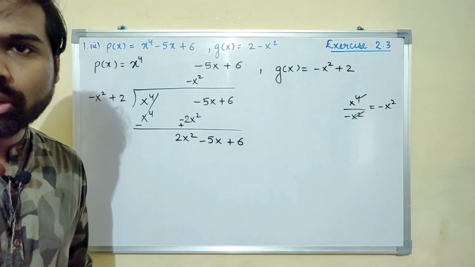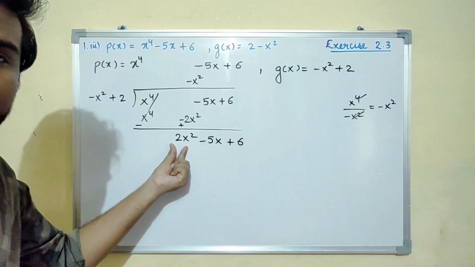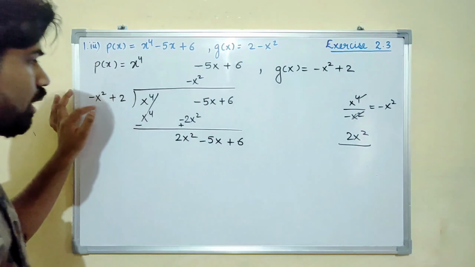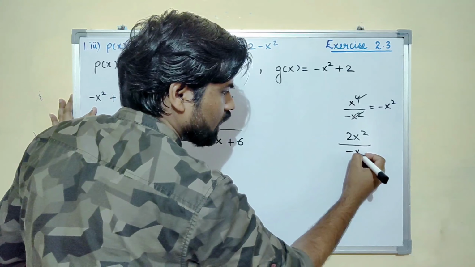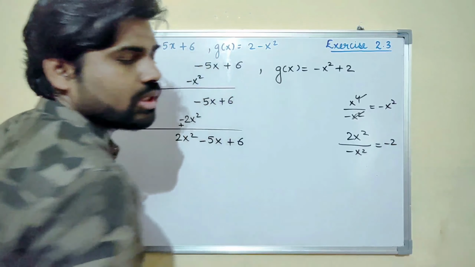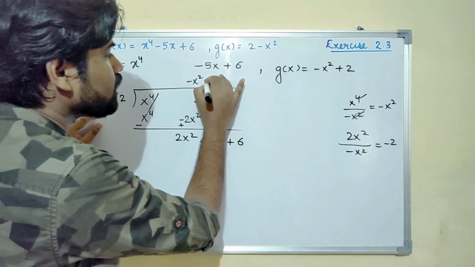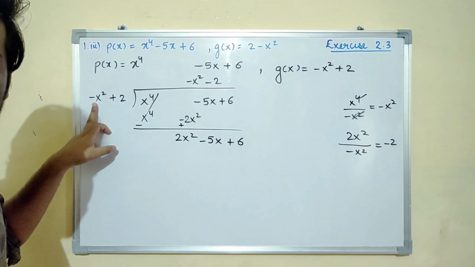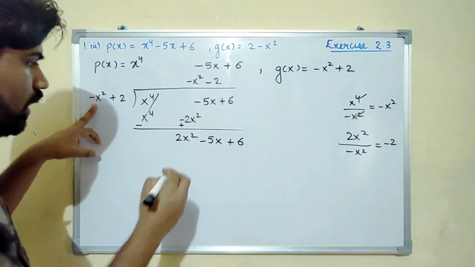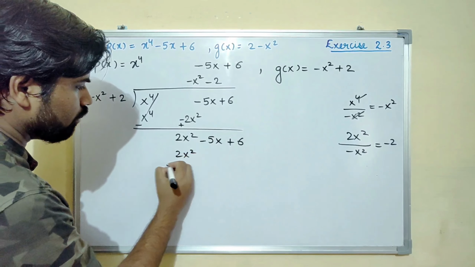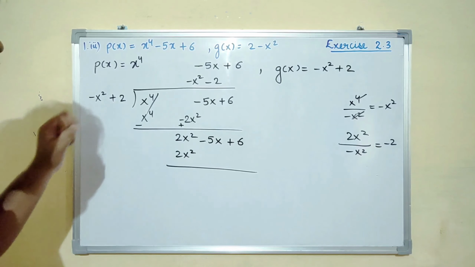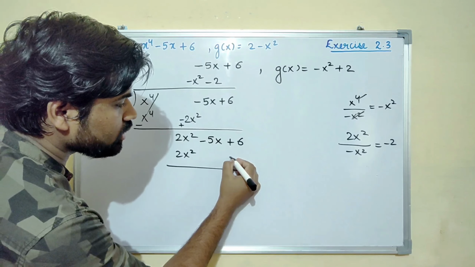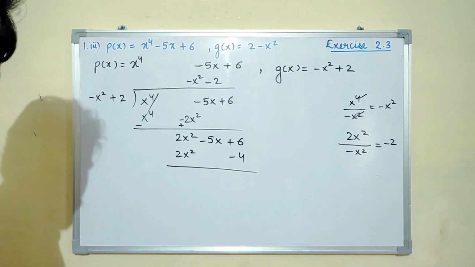and plus 2x square will come down and minus 5x plus 6 will come down. Okay, now the first term of the dividend is 2x square, which should be divided by minus x square, which will yield minus 2 as the quotient, right? So you will write minus 2 here. Now let us multiply minus 2 by minus x square, which will give plus 2x square, right? Now multiply minus 2 by plus 2, you will get minus 4, which you will write under the constant term.